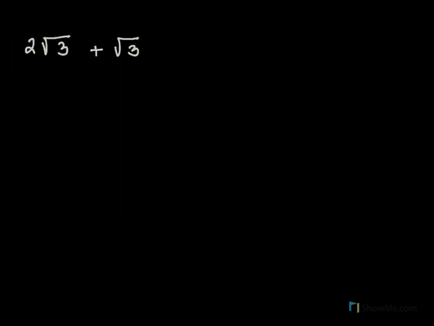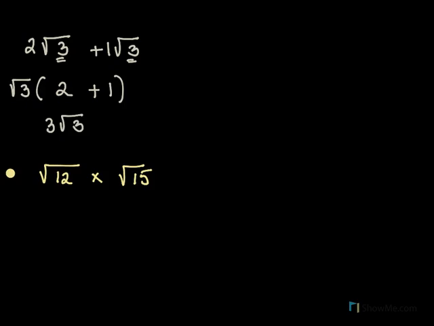For the next one, 2 root 3 plus root 3. So here I have root 3, root 3. I take that common out. What remains is 2 plus, this is 1. So this would be 3 root 3.